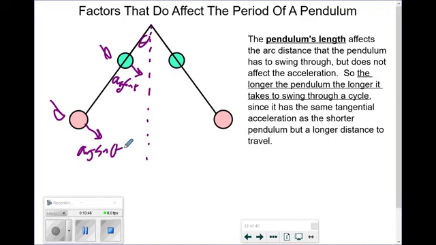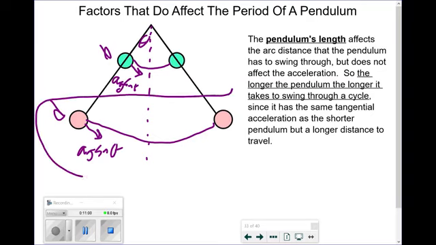But because the lower bob has a longer radius, it does travel a longer distance than the short pendulum. So now this bottom pendulum is traveling a greater distance, but with the same acceleration. Thus, it's going to take more time for a longer pendulum to swing than a shorter pendulum.